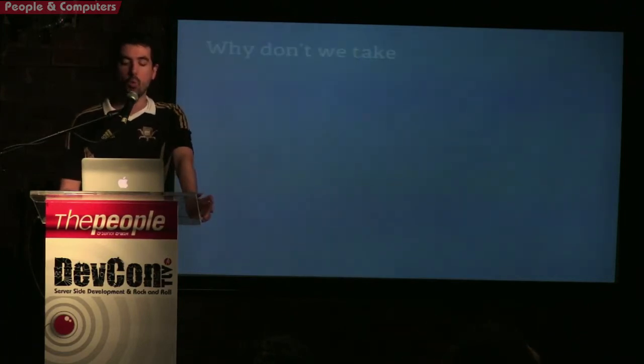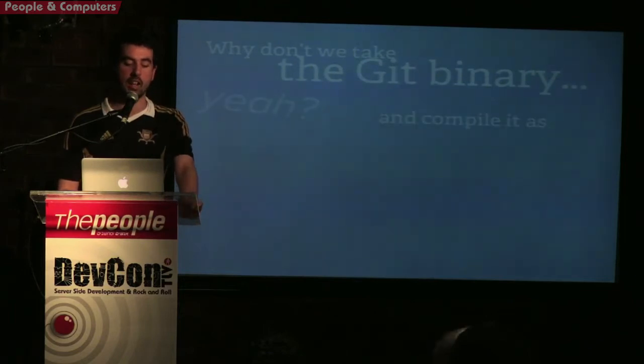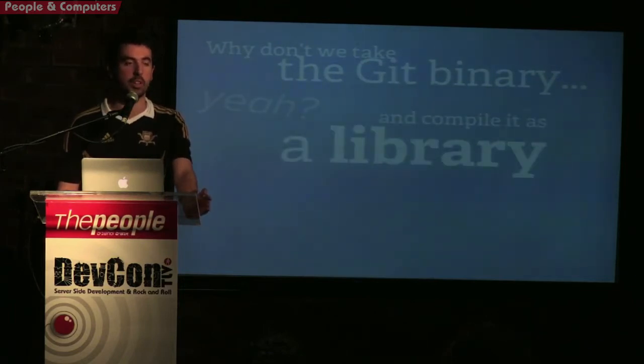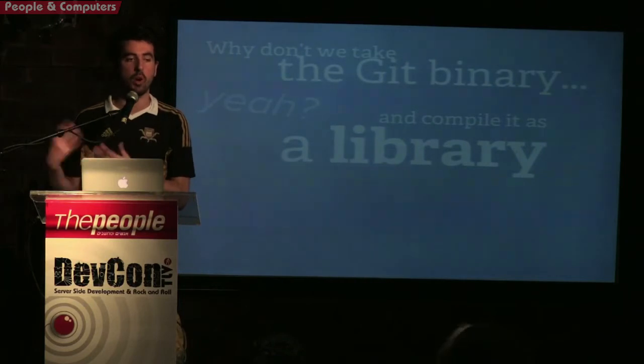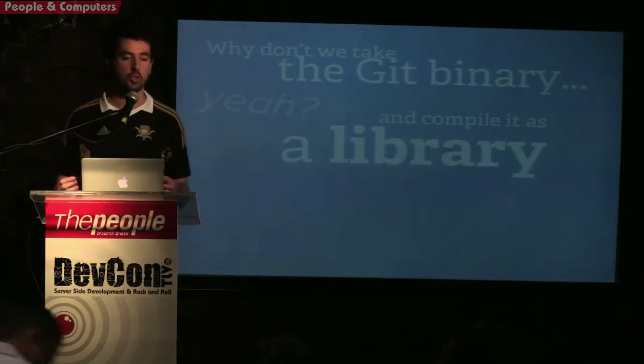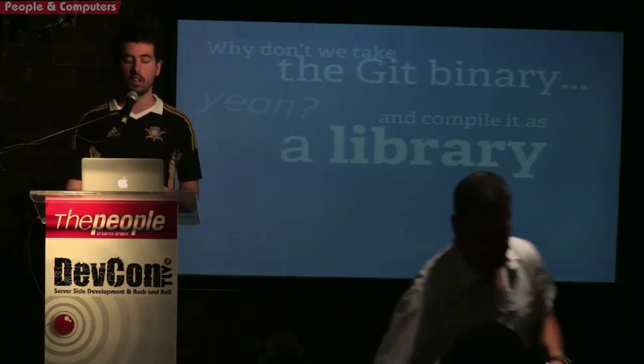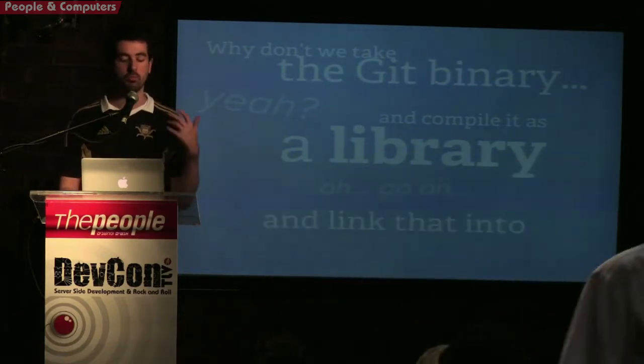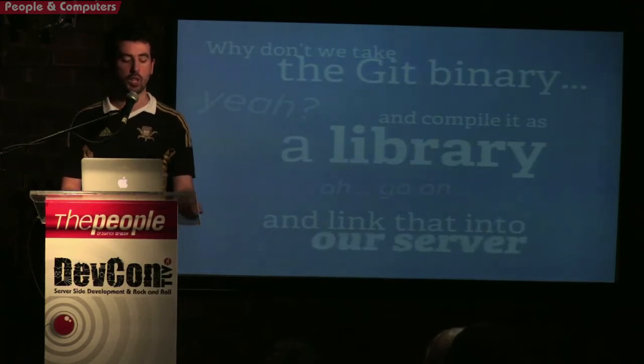I had a very good idea about making Git scale. And his boss was like, what is it, Bobby? And he said, well, why don't we take the Git binary and build it as a library? We've got this Git program that everyone uses on the command line. So instead of building that as an executable file, we just build it as a static library that we can link into a server process.